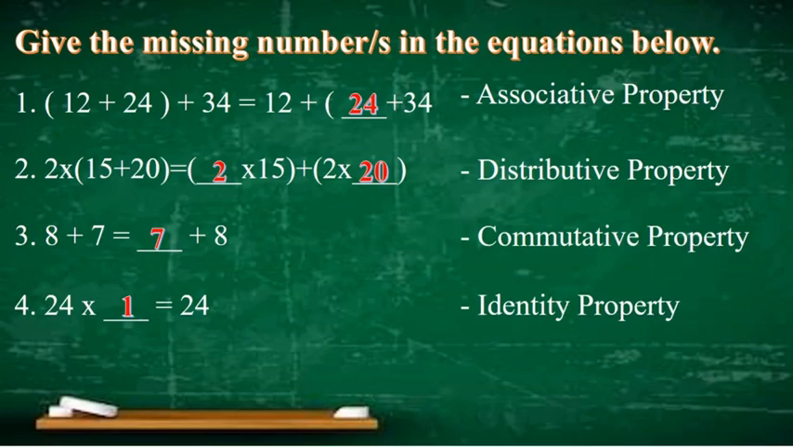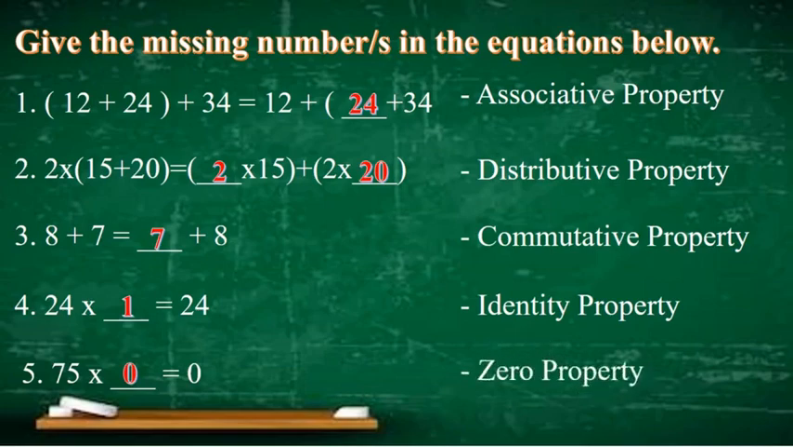Let's have the last problem. 75 times the missing number equals 0. Can you give the missing number? What is it? The answer is 0. Why is your answer 0? What property does the equation show? Correct, 0 property. It means that any number multiplied by 0, the answer is always 0. Very good, you have done a good job. Do you think Raphael did the task right as we did it?